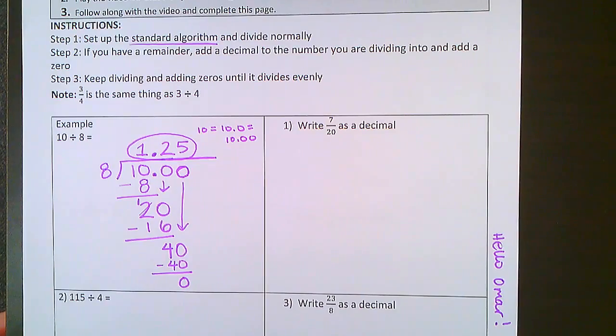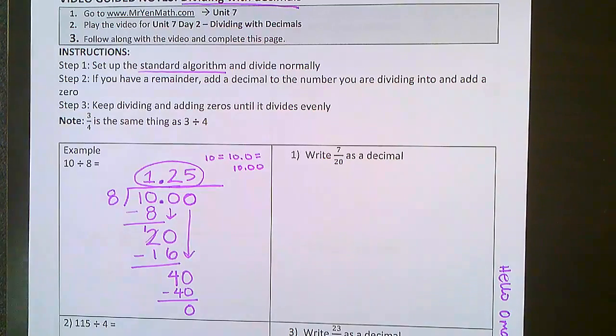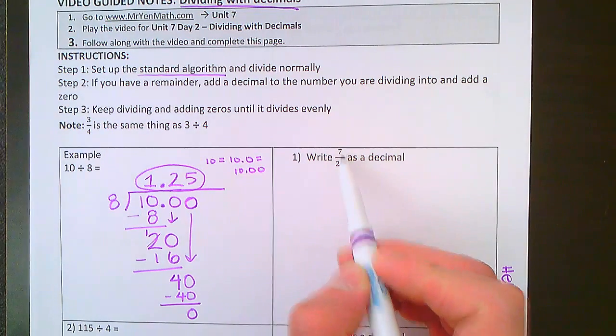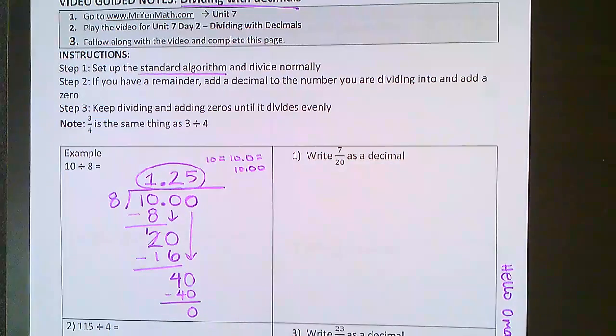Alright, let's do one more together. I'll start the first few steps for you, and then you're going to finish it more on your own. Number 1 says, write 7/20 as a decimal.